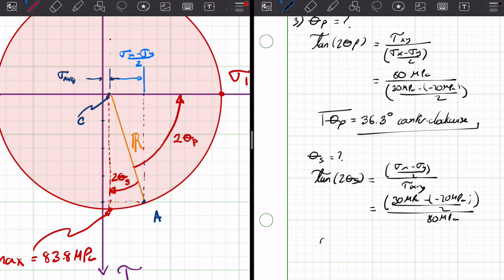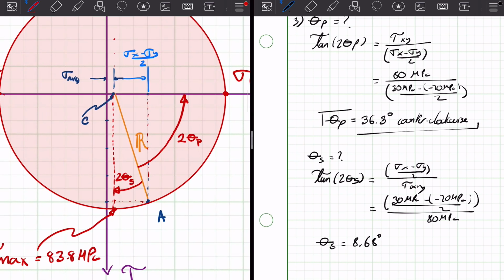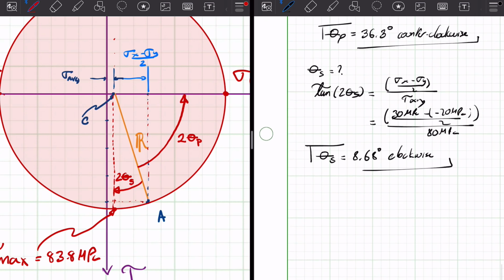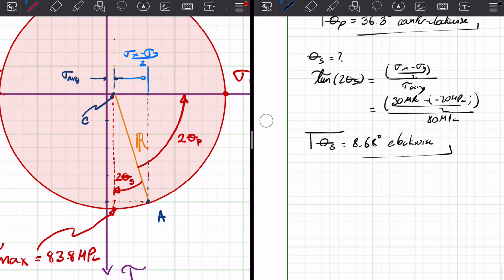So my angle for the maximum in-plane shear is 8.68 degrees. But notice that in this case, looking at our graph here, this goes clockwise. Now, what does that mean for my element? How does my element rotate in this case then?